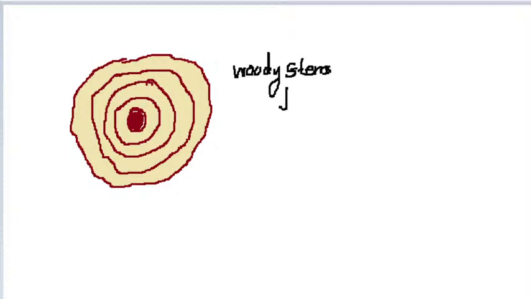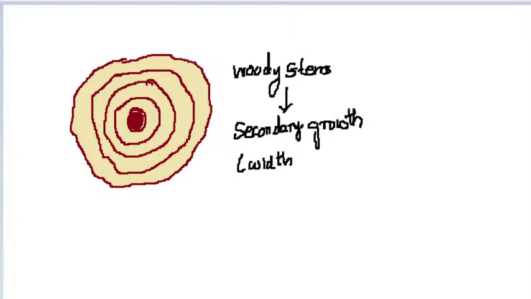In the woody stem only, what will happen? The secondary growth takes place. What is secondary growth? The width growth of the plant, we call it secondary growth. So these are all the growth.